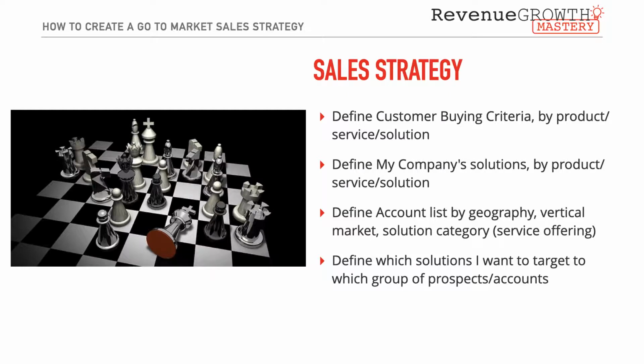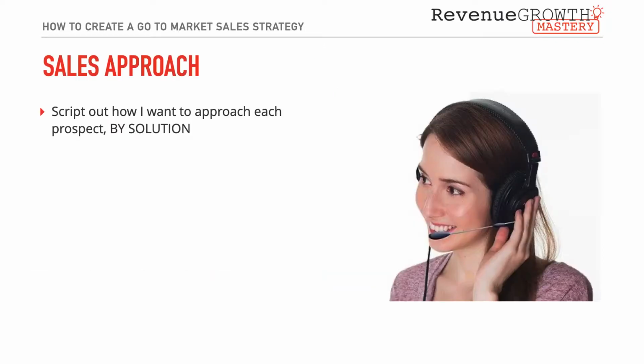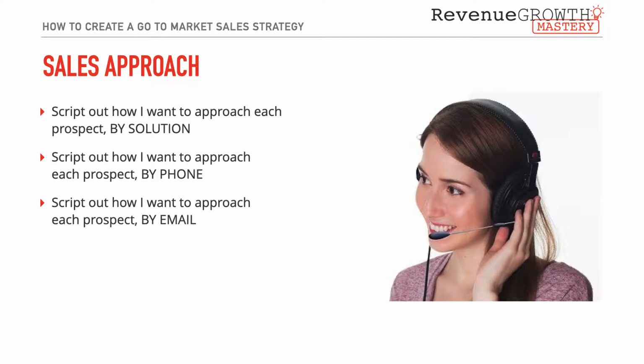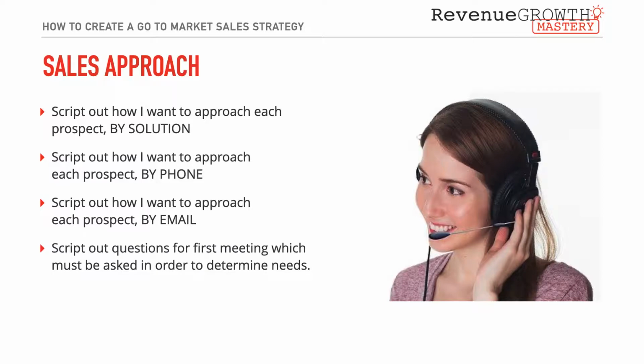So having the strategy in place before you go and execute, absolutely critical. Next, we look at what's the sales approach. So we want to script out how you're going to approach each prospect by solution. Then you're going to script out how you're going to approach them on the phone. And then you're going to script out how you're going to approach them by email. And then you're also going to script out questions for the first meeting that have to be asked in order to determine if this prospect or customer is a good fit for me.